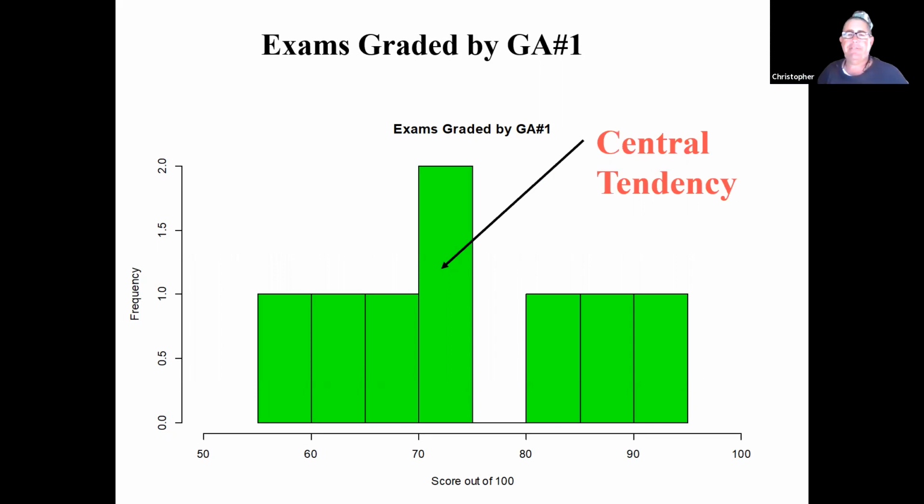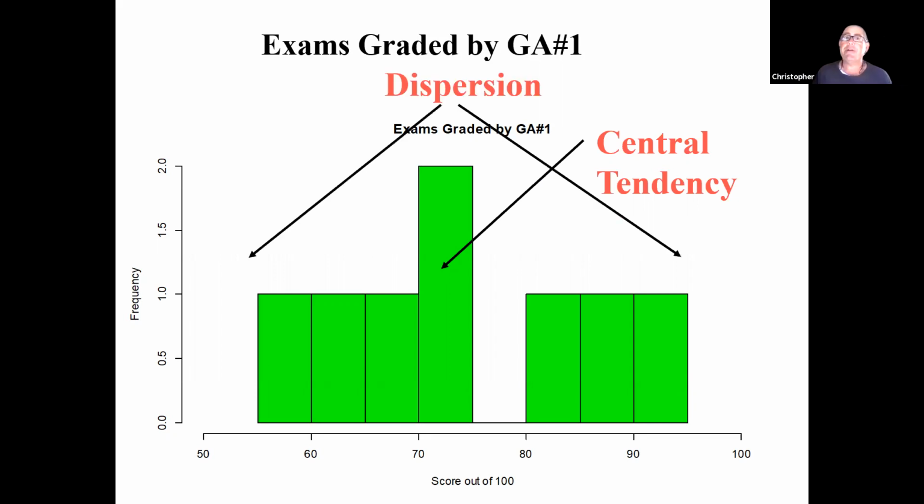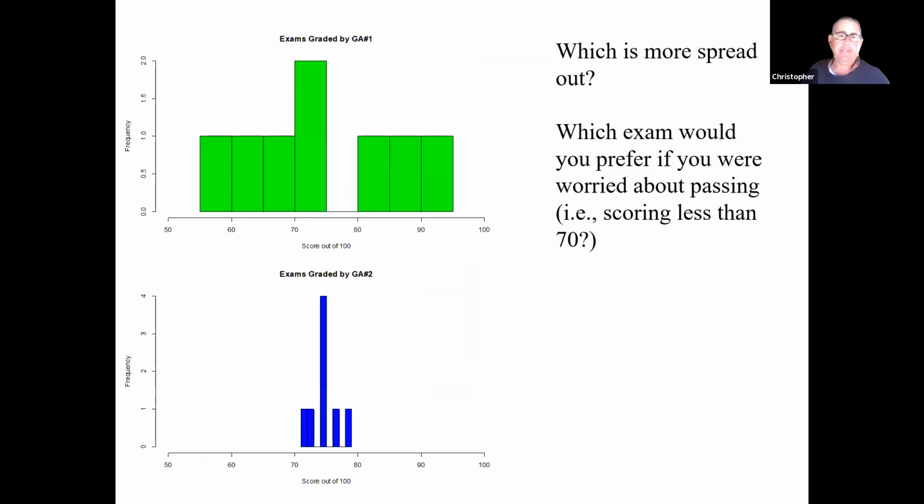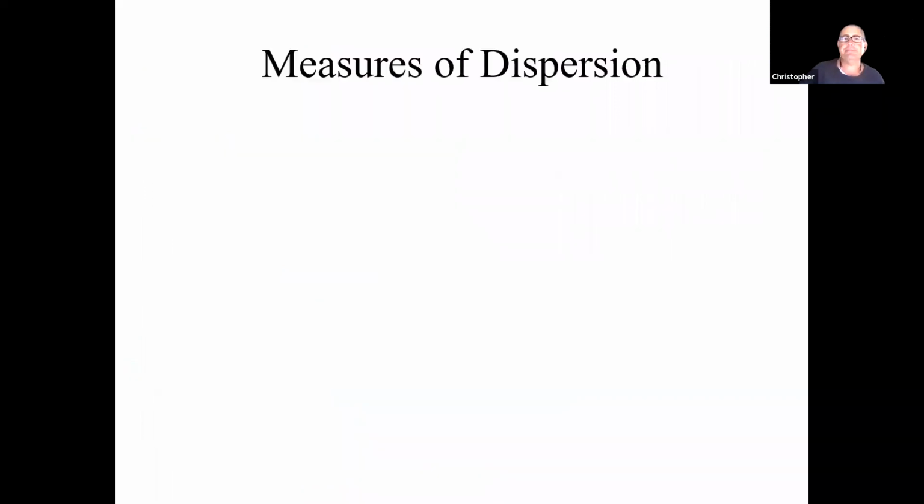These are the exams graded for the first GA. You can see measures of central tendency referring to the middle. Measures of dispersion, you can think about those as the ends of the distribution, or what we call the tails of the distribution. And if we put these two together, you can clearly see that the top set of scores, the GA1, is much more spread out than GA2, which is really tightly distributed.